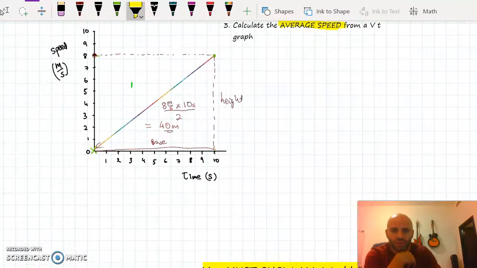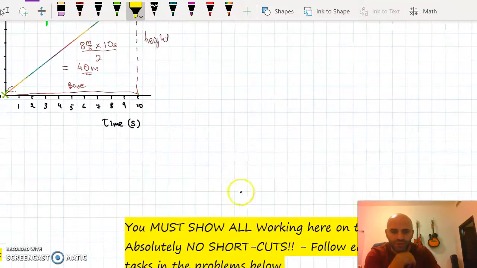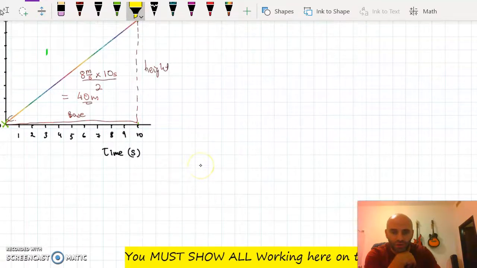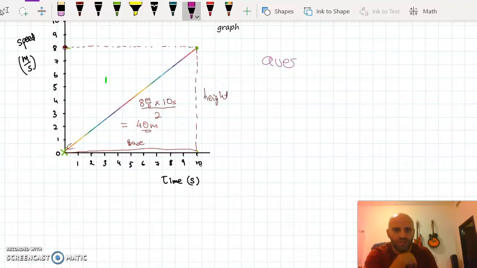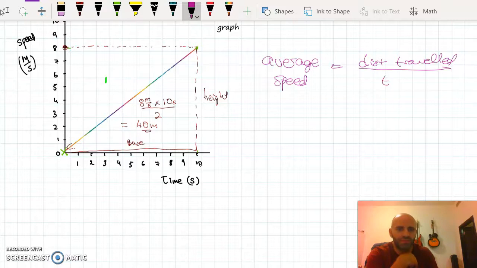In order to do that, the easiest way for us to do it is to first of all calculate the displacement, because we all know, hopefully, average velocity or average speed is going to be the distance traveled divided by the time taken. So the most important thing here is to make sure that you first of all calculate the distance traveled.